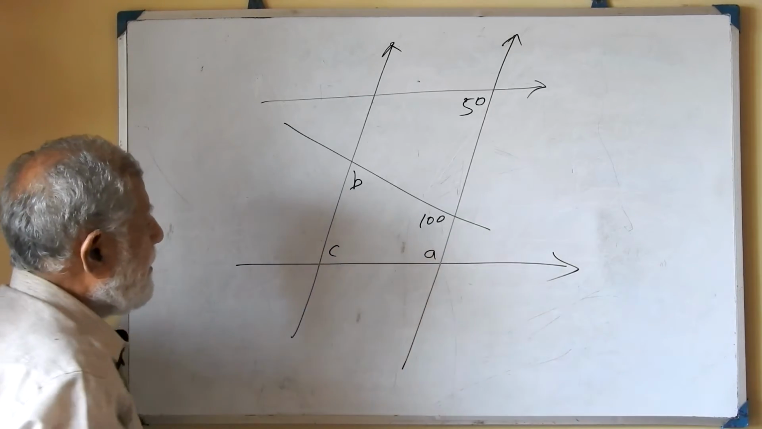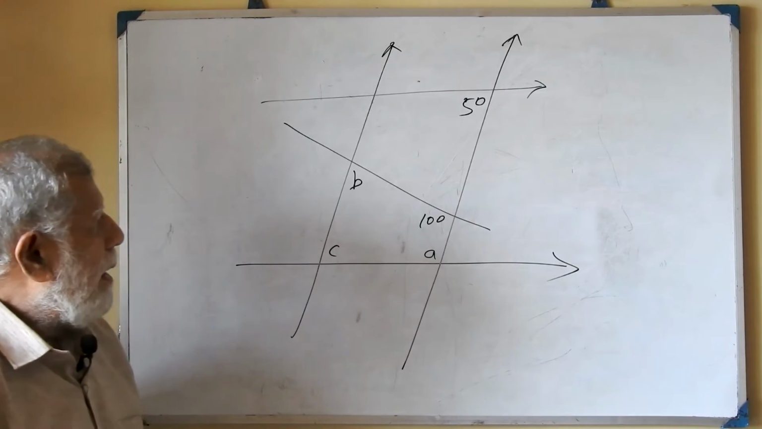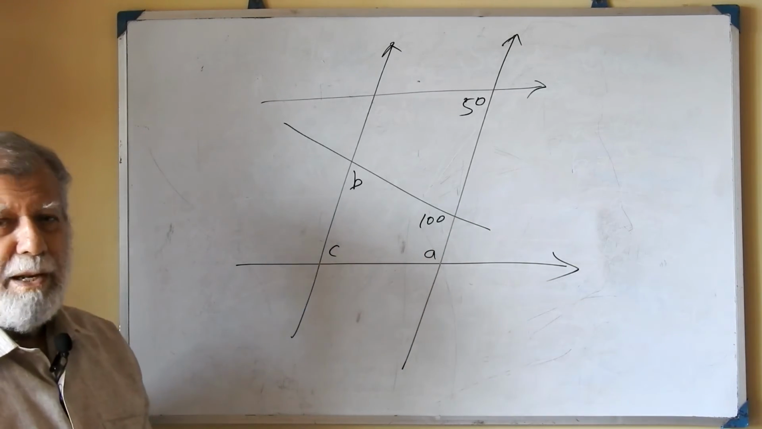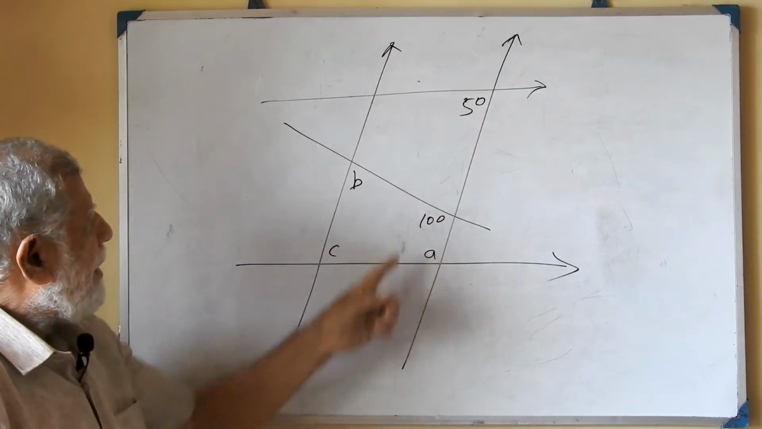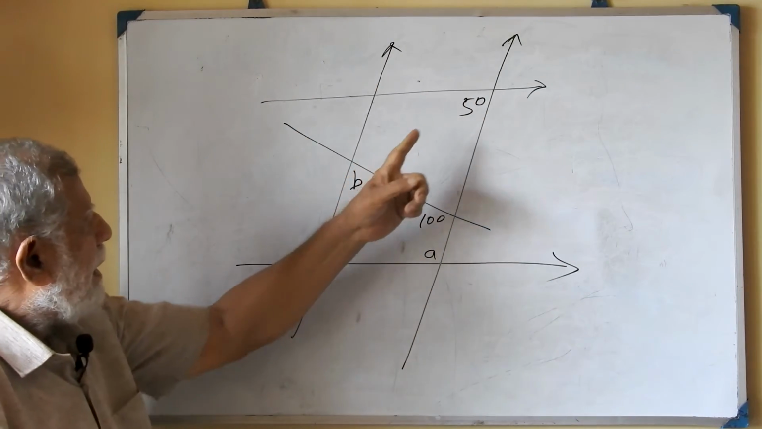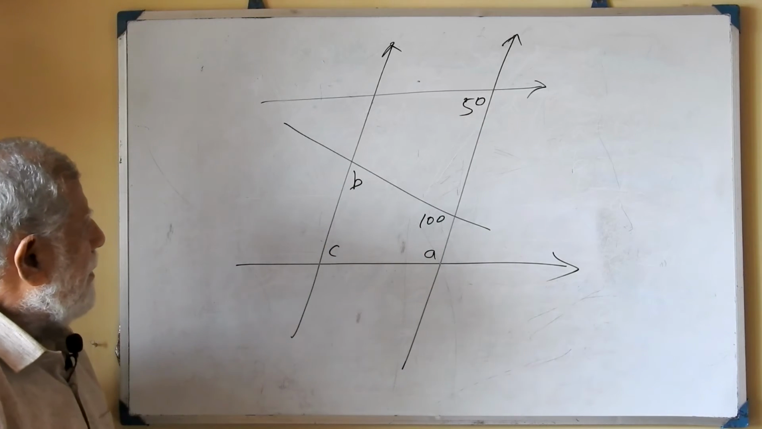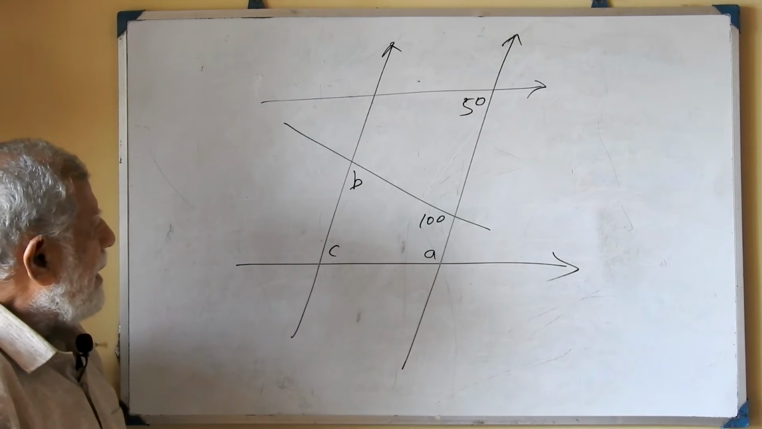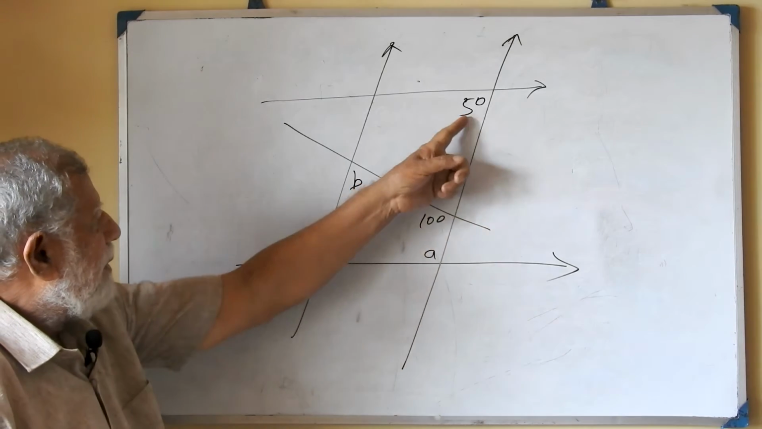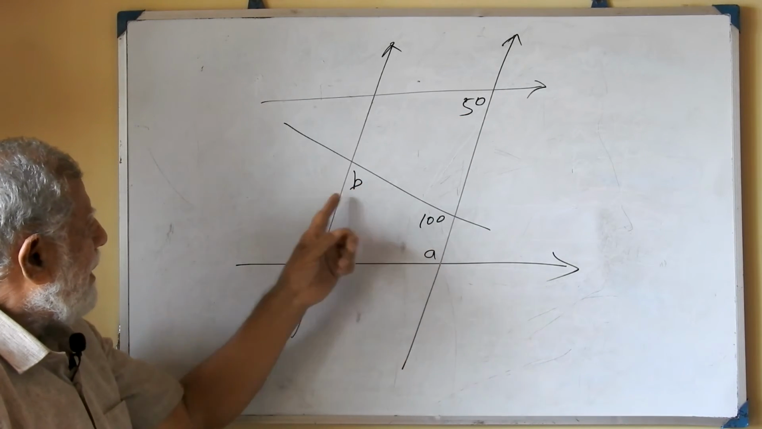Right. Look at this. Now we have two pairs of parallel lines. This is one pair of parallel lines, and these are another pair of parallel lines, and they are cutting each other. So when you look at this figure carefully, you will notice that this is 100 degrees, this is 50 degrees, and we have to find A, B and C.